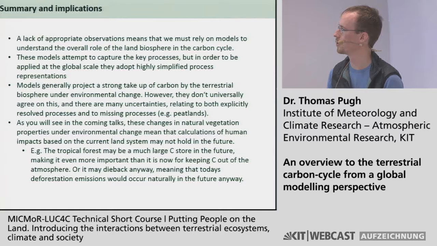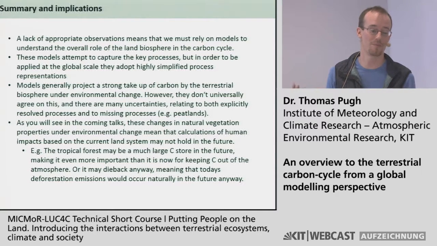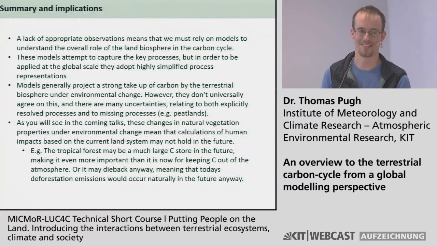So just a summary. We have a lack of appropriate observations that mean we have to use models to represent the carbon cycle. We try to capture the key processes, but these are highly simplified ways we go about doing this. And whilst most models predict a strong uptake of carbon by the biosphere under environmental change, there's a lot of uncertainty. They don't universally agree, and different models represent different processes, and there are some processes that are almost completely missing.